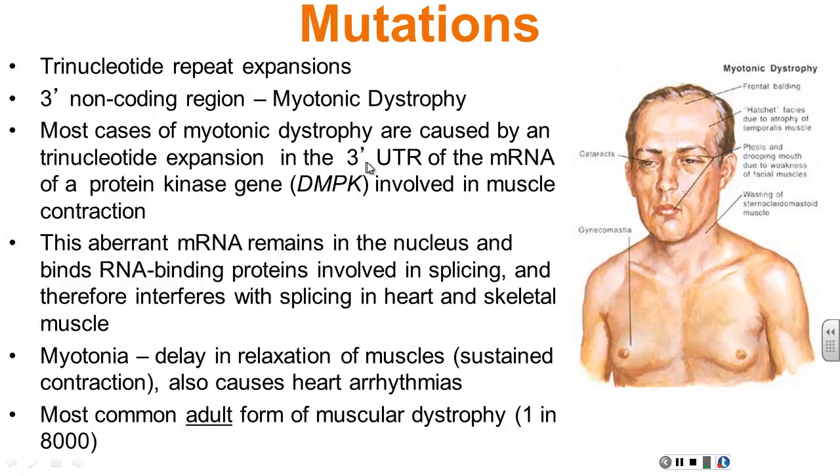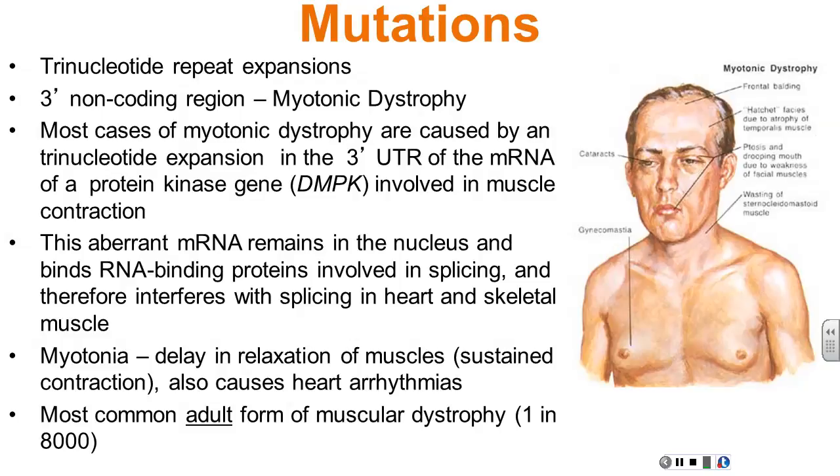It's involved in muscle contraction. What myotonia is, what you see in myotonic dystrophy, is a delay in the relaxation of the muscles. So you have a sustained contraction of the muscles, and that causes some of the characteristic features you will see in these patients. It also causes heart arrhythmias. So it causes defects in both skeletal and heart muscle.